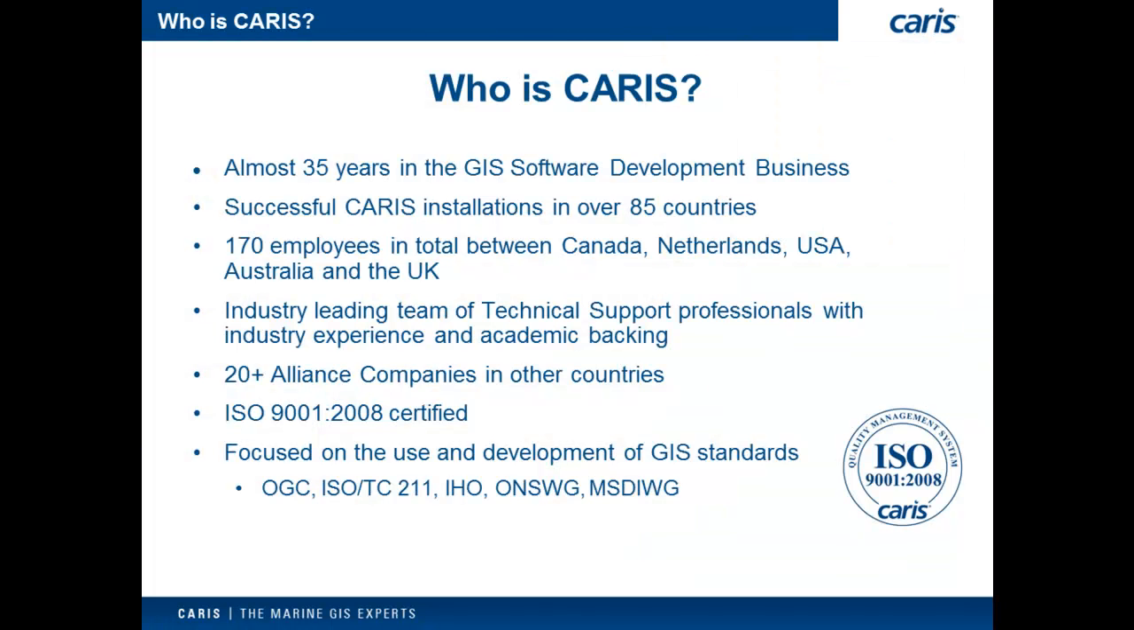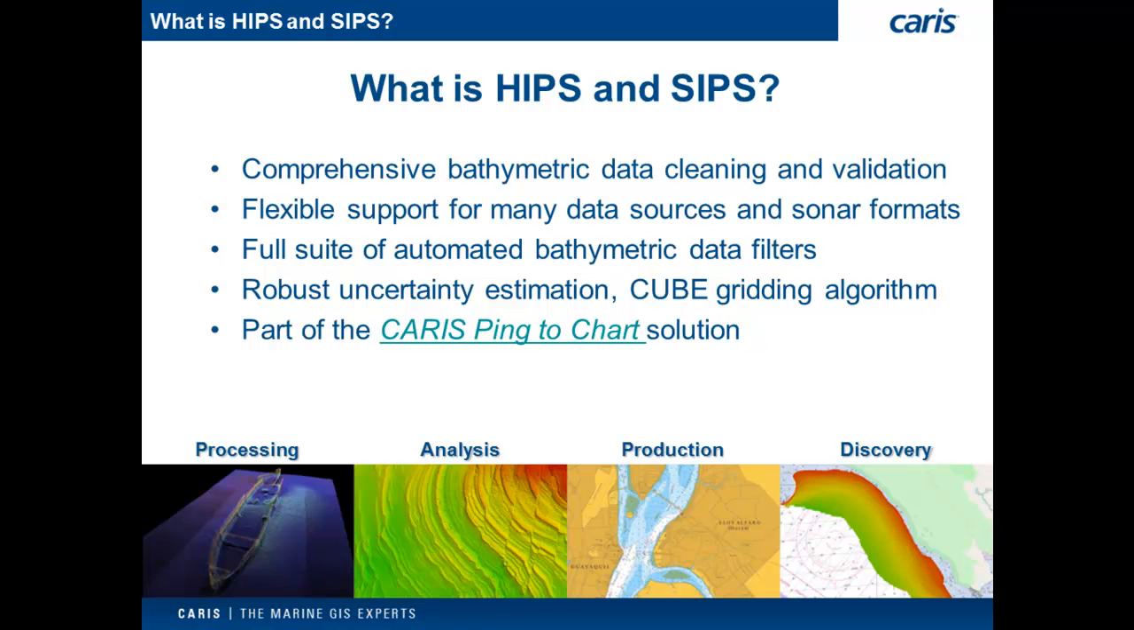So just before we talk about Hips and SIPS 8.0, for those of you that aren't existing clients, CARIS is a company that provides GIS software mostly to the hydrographic and marine communities. CARIS has been in business for almost 35 years, and our software products are used all over the world. We have about 170 people in 4 offices, most of those in New Brunswick, Canada, and we focus primarily on marine GIS, and we've done quite well in that industry.